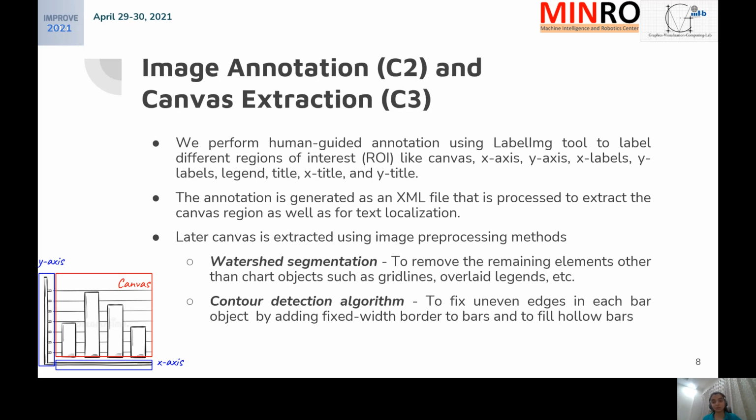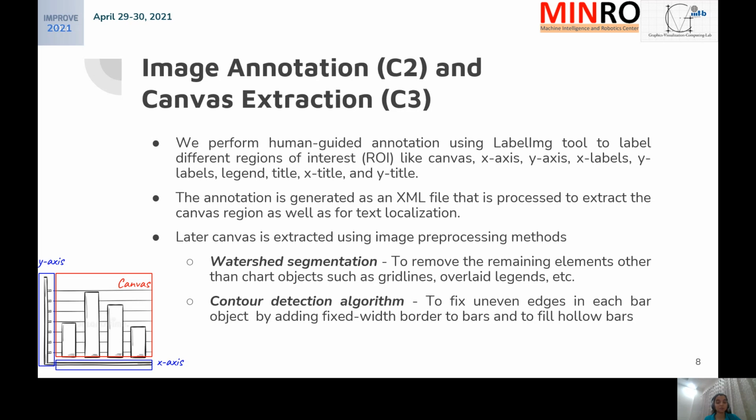We perform an interactive annotation using the tool label image to select the area of interest, that is chart canvas and text regions. The tool provides an interface to create and adjust the bounding box around the area of interest and label for the selected area and saves the annotation in XML or text format. We particularly use the XML format to save our annotations for chart images.